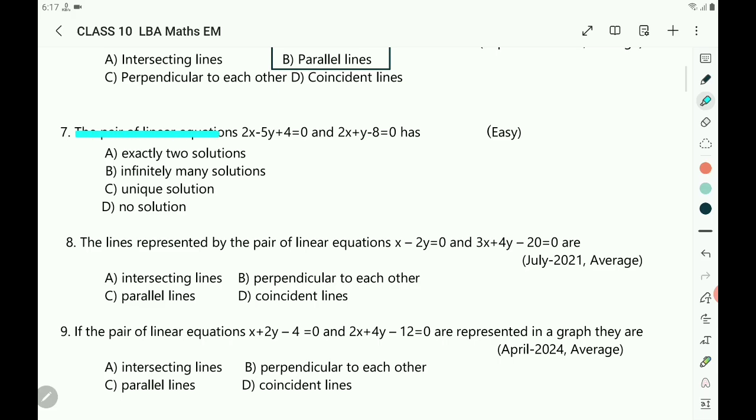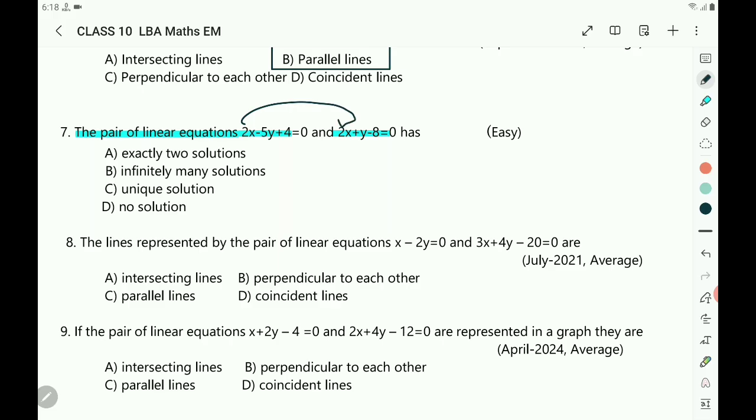Question number 7. The pair of linear equations 2x minus 5y plus 4 equals 0 and 2x plus y minus 8 equals 0 has exactly two solutions, infinitely many solutions, a unique solution, or no solution. These are the options. Now let us solve it. Whatever it may be, we have to find out A1 by A2, B1 by B2 and C1 by C2. Directly you can write it.